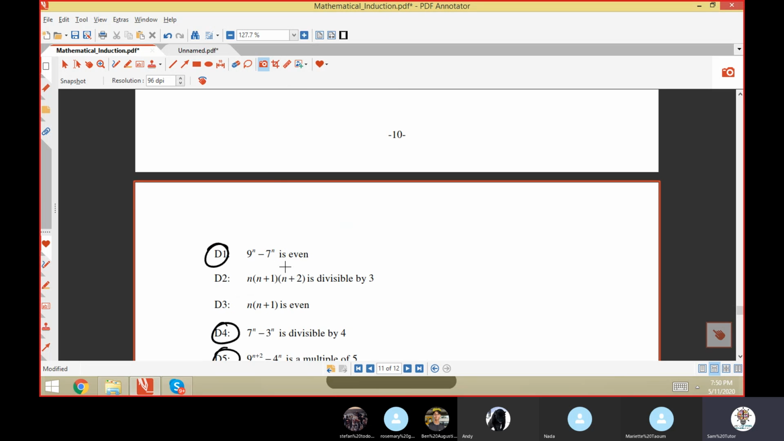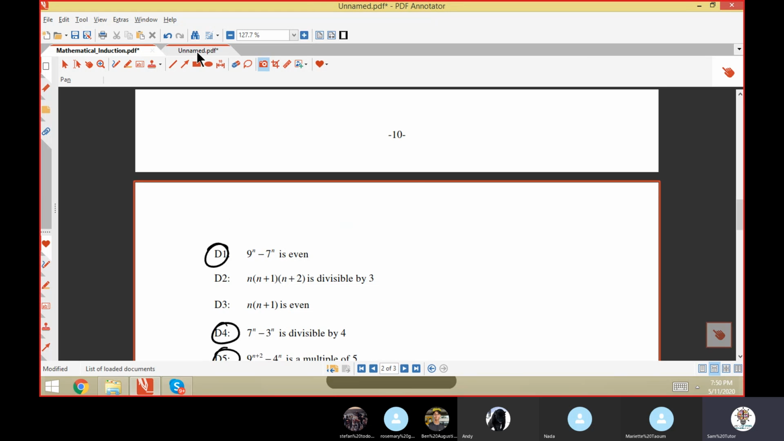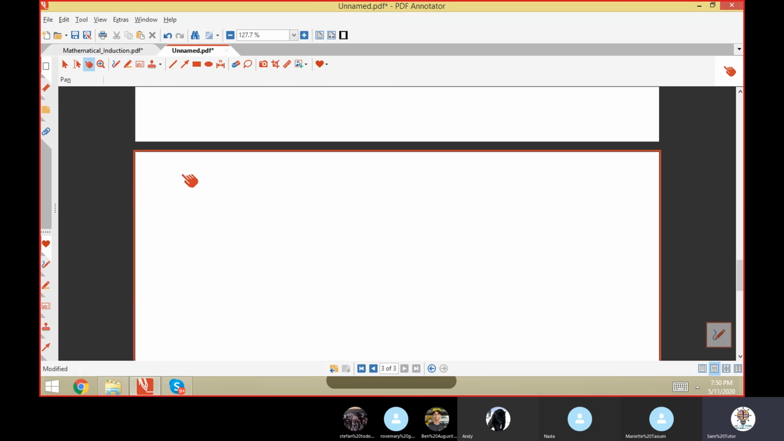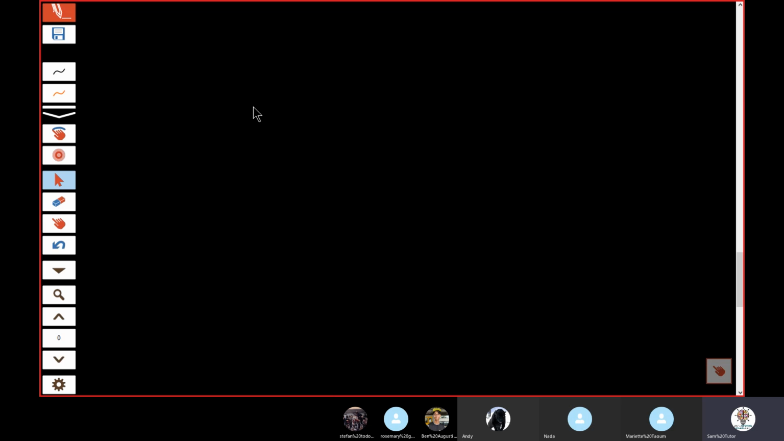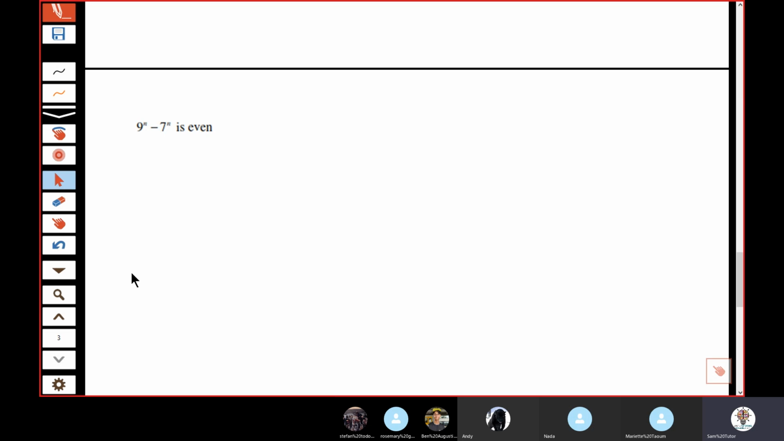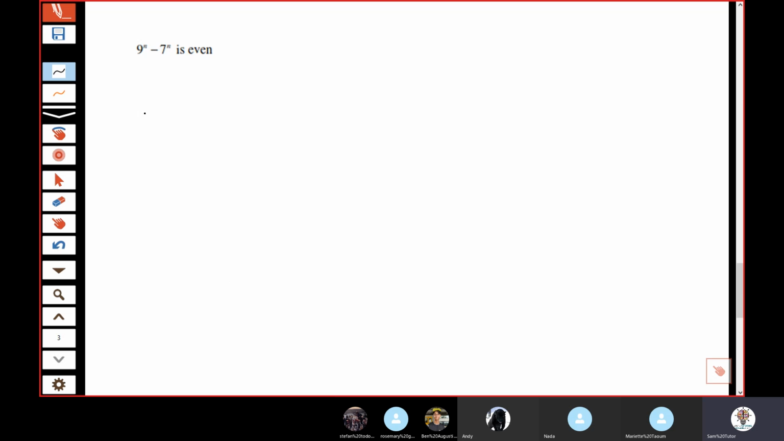Even. That means it's going to equal 2k. To prove something's even, what are you essentially proving? That it's divisible by 2. It's a hidden divisibility. It has to be divisible by 2. So just be aware of that. That's a sneaky one.